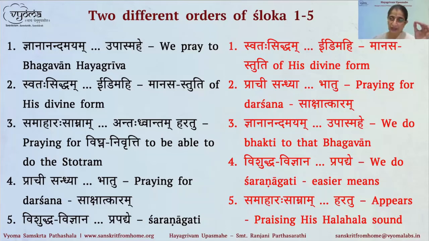And then, after seeing that form, he is praying for Darshana. He wants that form to be there in his heart. So he is doing Prachi Sandhya. What we had as the Sakshatkara Shloka here has come as the second Shloka. Then, in order to get that Sakshatkara, he says, let me do Bhakti. So I will do Jnanananda Mayam Devam. I will do Upasana for him, I will do Bhakti for him. So that is the third Shloka.